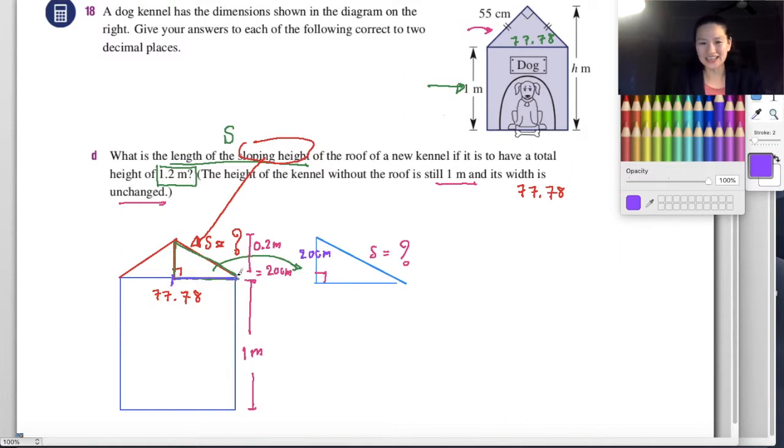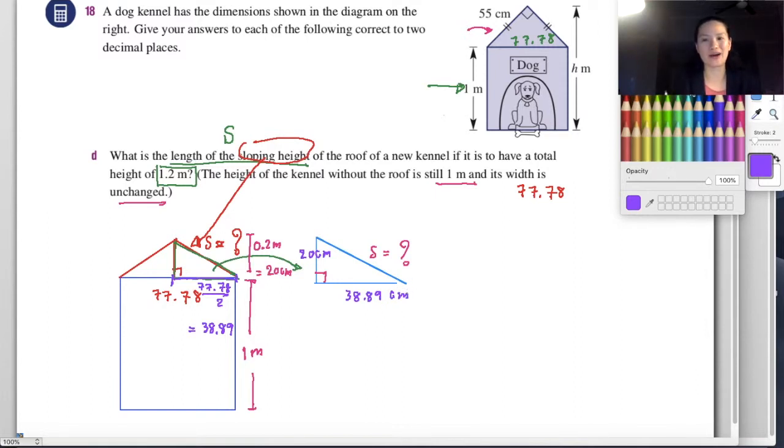And just for this part, you divide it: 77.78 divided by 2 is equal to 38.89. So this one is 38.89 centimeters.